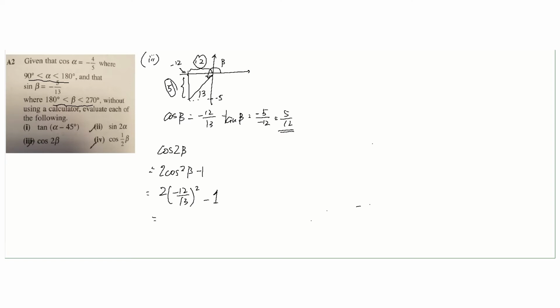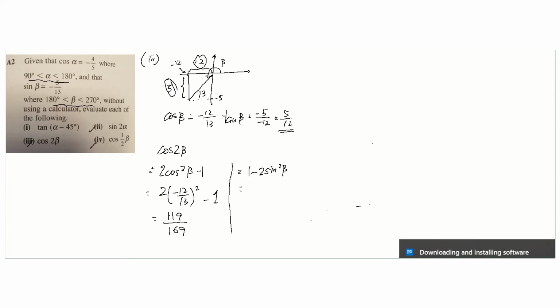You should get 119 over 169. Or some of you may not want to use this trigo identity. You may want to make use of 1 minus 2 sine square beta. This is another trigo identity for cosine 2 beta. It should lead you to the same answer as well. Yep, 119 over 169.